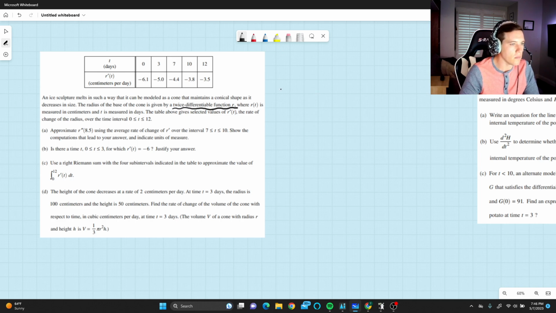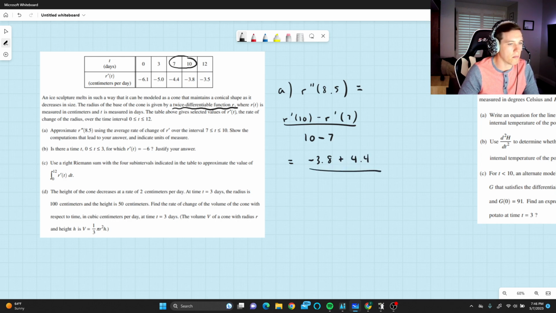Question A. Approximate R double prime of 8.5. Well, R double prime of 8.5 means the slope of R prime at 8.5. They've given me R prime, so I just have to find the two values on both sides of 8.5 and plug those in. R prime of 10 minus R prime of 7, all over 10 minus 7, equals negative 3.8 plus 4.4, because it's minus a negative. Don't make that bad mistake. All over 3. Show the computation that leads to your answer and indicate units of measure.